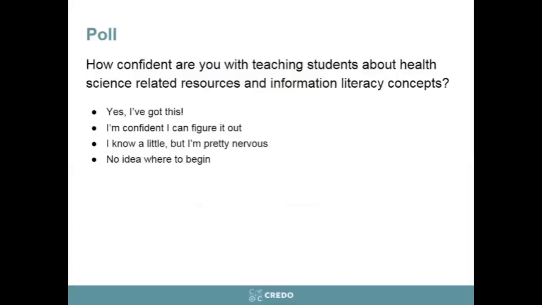One more quick poll just to gauge your level of confidence. How confident are you with teaching students about health science related resources and also information literacy concepts? I'm curious to know the answers for this one.